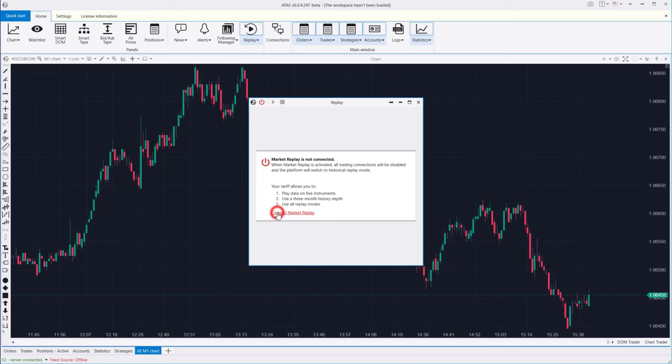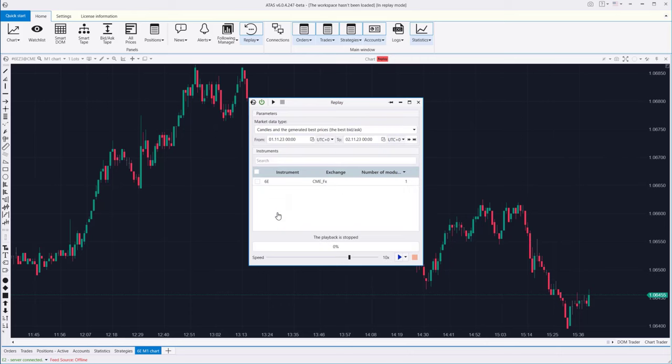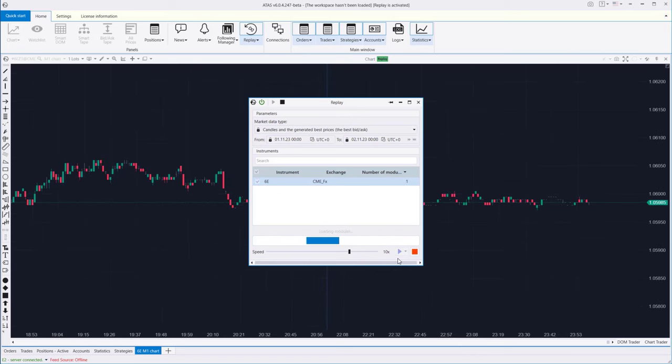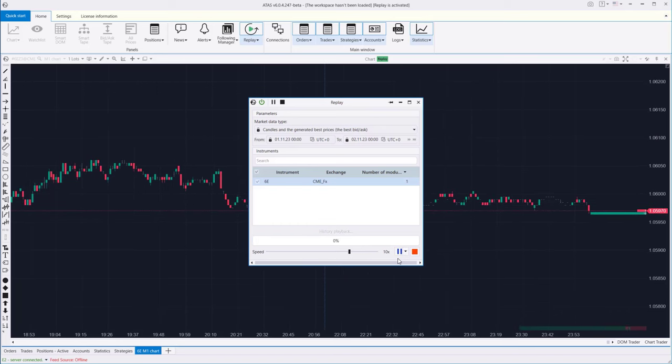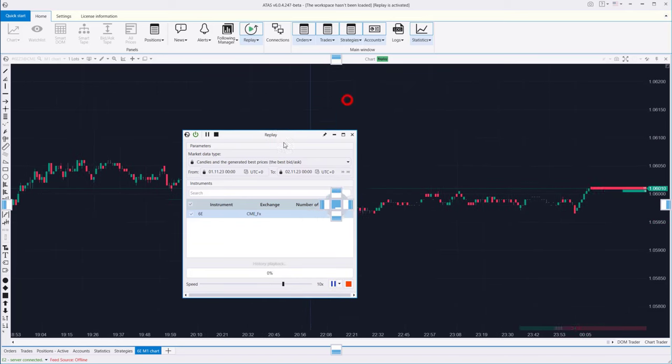Click on the replay button, that's 5 clicks. Activate the mode, that's 6. Select the chart for replay, that's 7. Click play, that's 8. And there you go, the market simulator is running, and it only took 8 clicks.